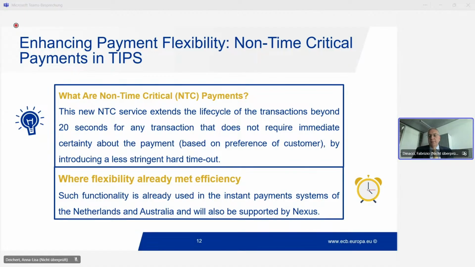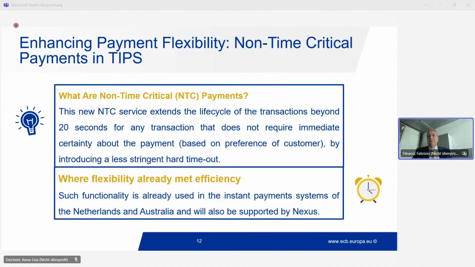But TIPS is actually not the first place proposing this, because there are other situations where this has already happened. And so we see already now in the bottom part of the slide that already in the Netherlands and in Australia, this is already used as a functionality, although with some differences here and there. We will elaborate a little bit on this. And this functionality will also be supported by Nexus.